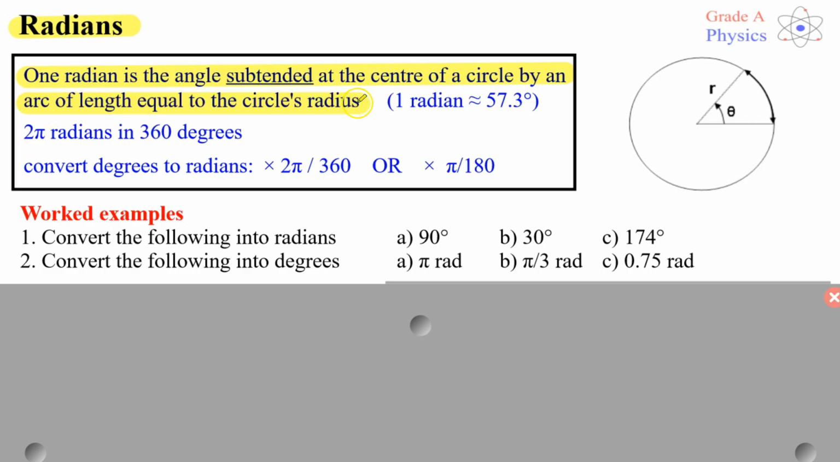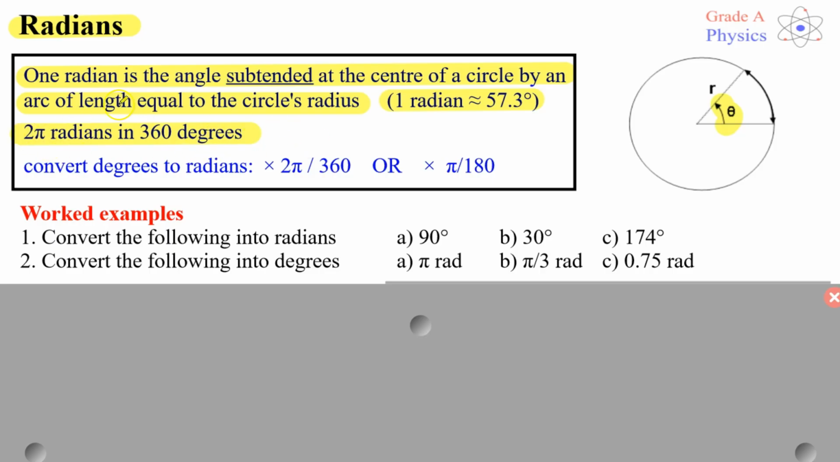the circle's radius. It's quite a complicated word, subtended, but it's quite useful because it basically means this angle here. So if we have an arc length here, which is equal to the radius, then it's the angle between here of this little triangular segment here. 1 radian is approximately 57 degrees, and you probably know already that we have 2 pi of these in 360 degrees. Remember that pi is a number, 3.142, so it's 2 times that.